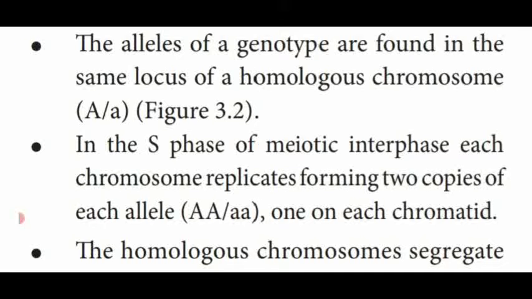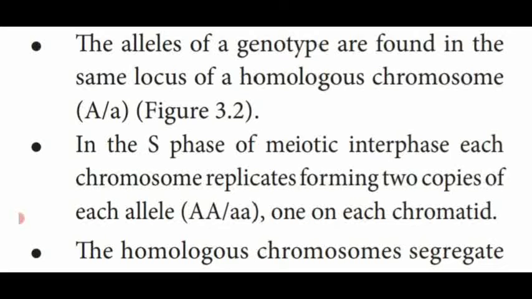Another one: in the S phase of meiotic interphase, that is, the interphase stage of meiotic cell division, each chromosome replicates, that means doubles, forming two copies of each allele. That is, capital A, the dominant allele, is multiplied by 2, that is, copies of another dominant A. Likewise, the recessive allele small a replicates into another a.